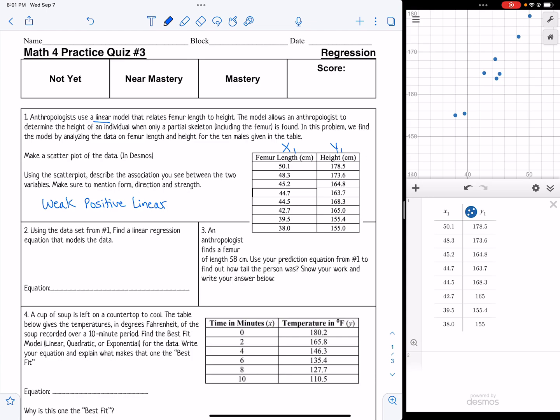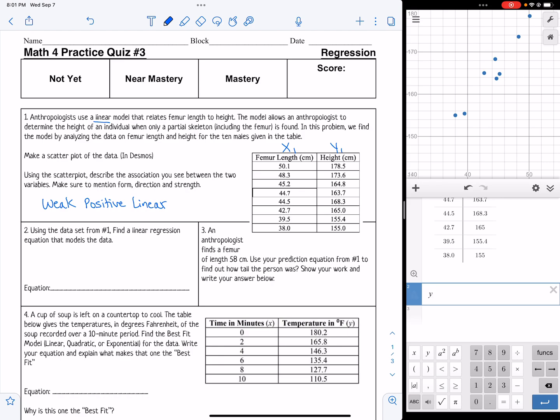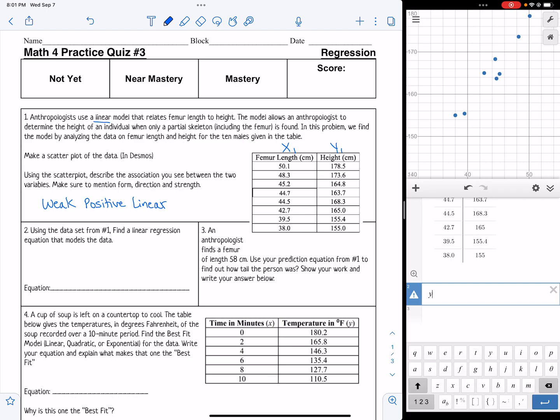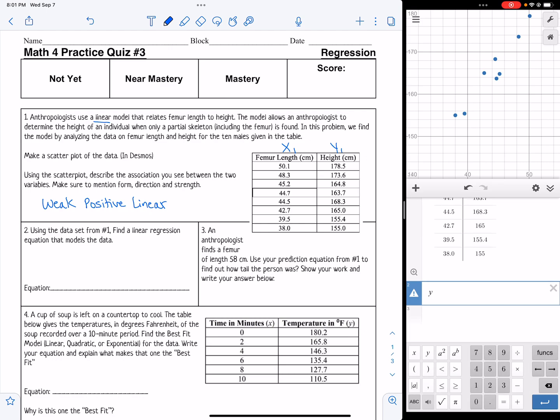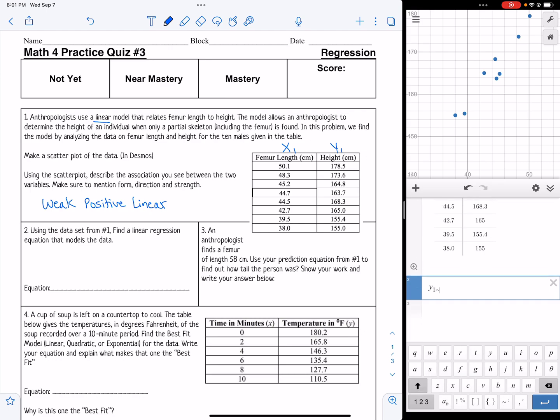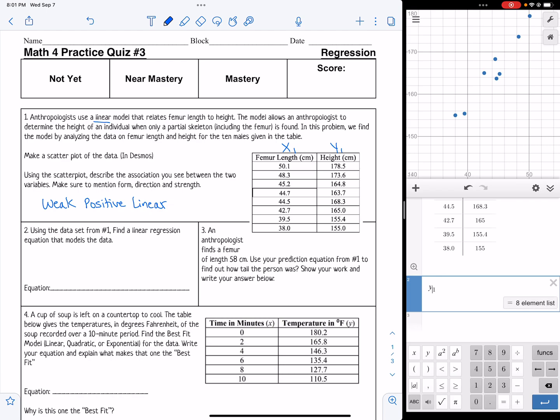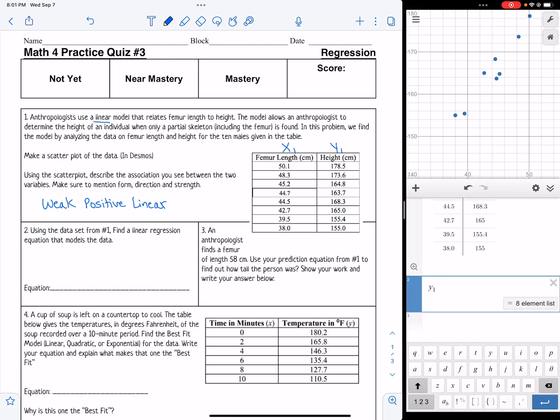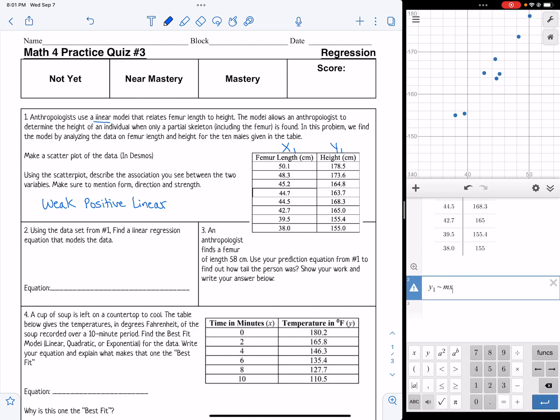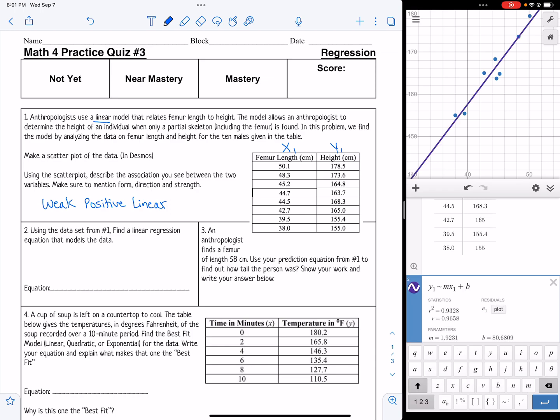Number 2 says, using the data set from number 1, find a linear regression equation that models the data. So underneath that table, you want to add another line and type in your equation for your prediction equation. Remember, you need y with a subscript of 1, and then you need that approximate symbol. Make sure it's not in the subscript. Then mx with a subscript of 1 again, and then plus b.